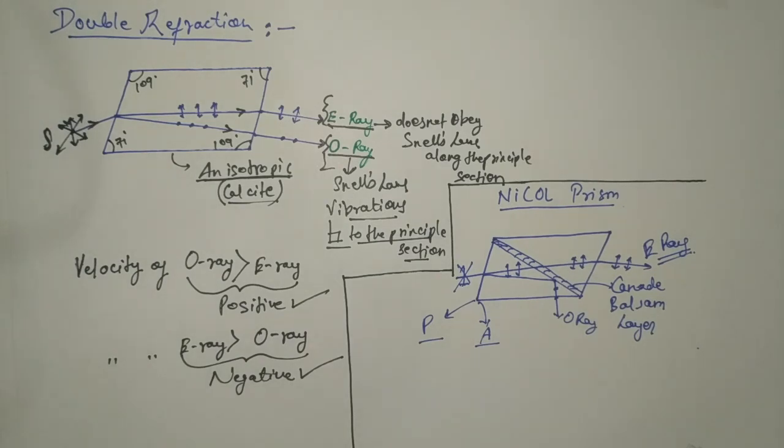So what is the principle behind it? The activity of Nicol prism is based on the principle of double refraction in a uniaxial crystal. So when the unpolarized light is incident on the uniaxial crystal, it splits up into polarized rays, that is E rays and O rays. By the process of total internal reflection using a Canada balsam layer that I have shown here, the O ray is eliminated and the E ray is transmitted through this crystal as a plain polarized light. This is the principle behind the working of a Nicol prism.